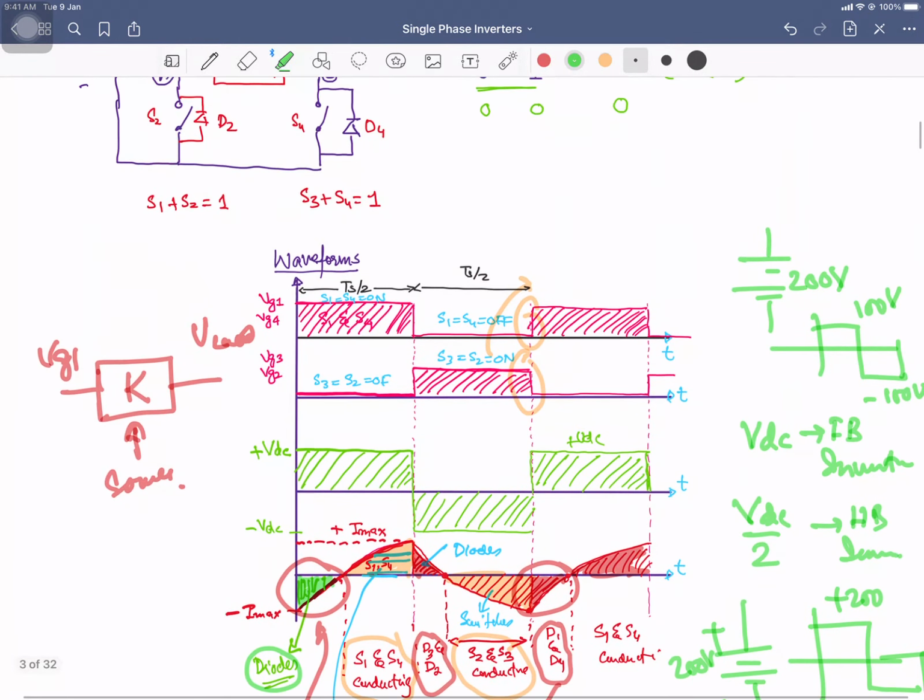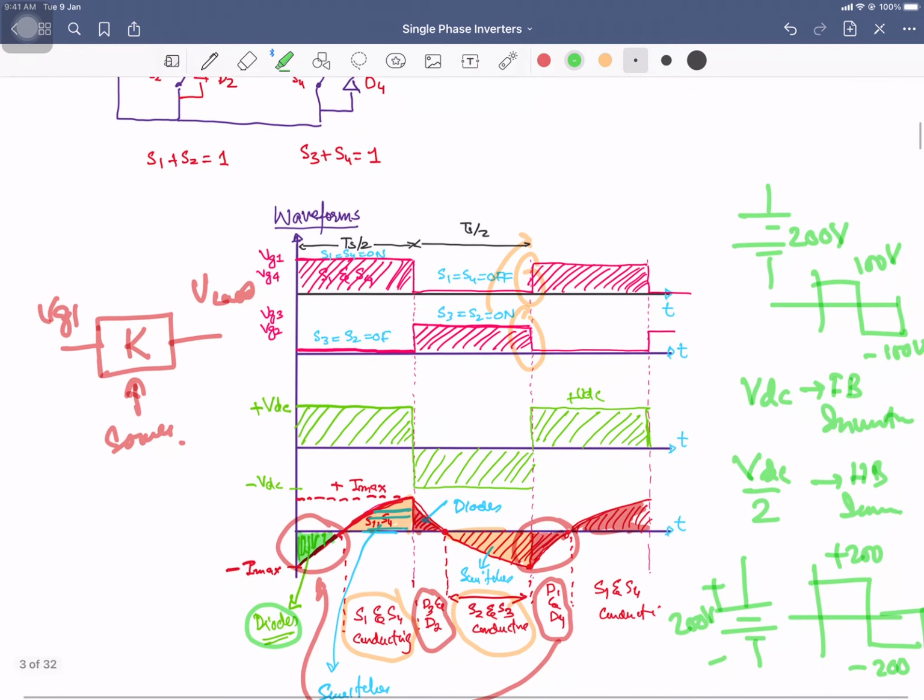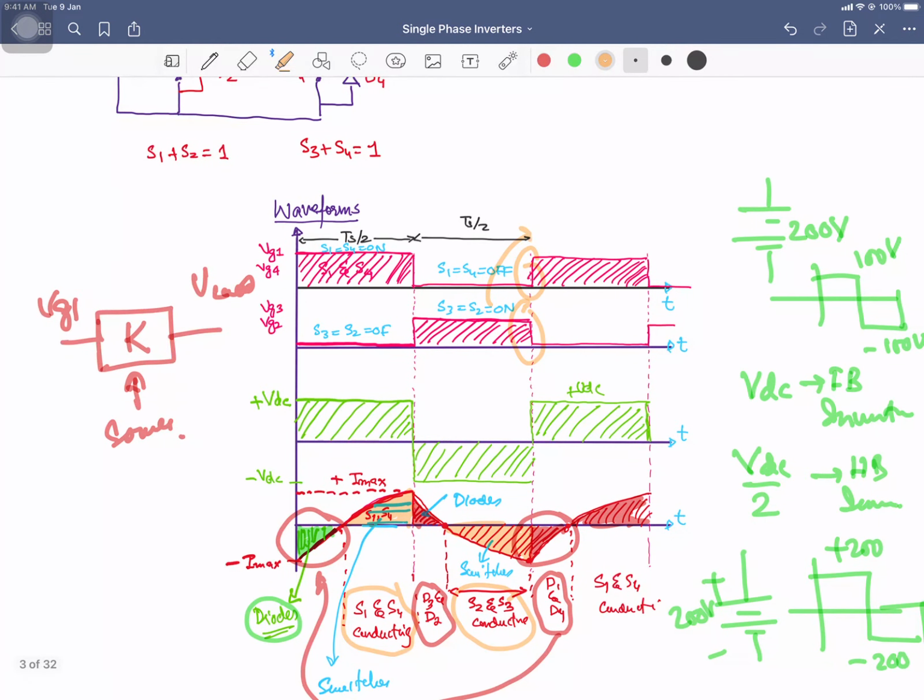The voltage that is appearing across the load, the RMS voltage, depends upon the area under this curve. This part, this one, and this one. This one is the positive area, this one is the negative area. If you look at it, the DC value will be 0.